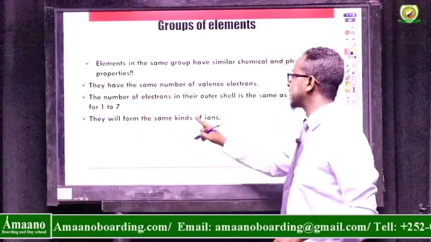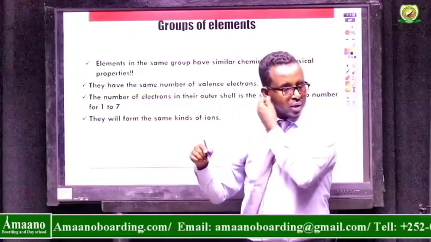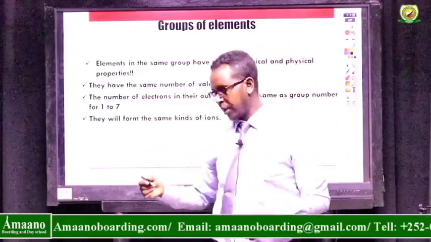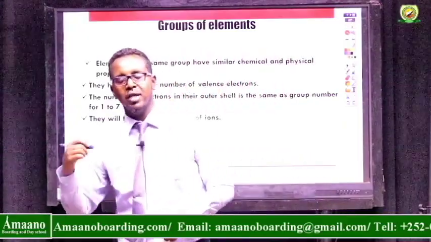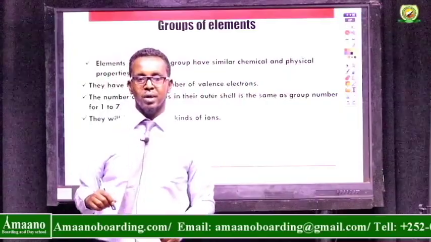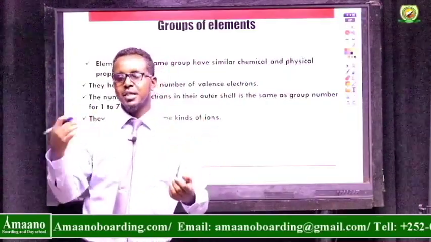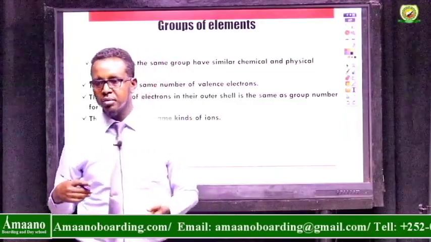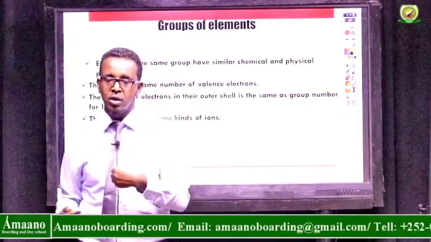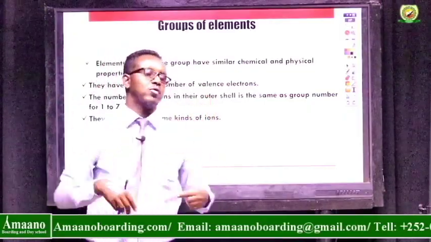They will form the same kinds of ions. For example, group 1 lose 1 electron, so they are monopositive. Group 2, bipositive, they lose 2. Group 3, they lose 3. What about halogens? Halogens accept 1. What about chalcogens? They accept 2, which means they have 6 electrons. In order to have a full outer shell, they accept 2 electrons from the other atoms.